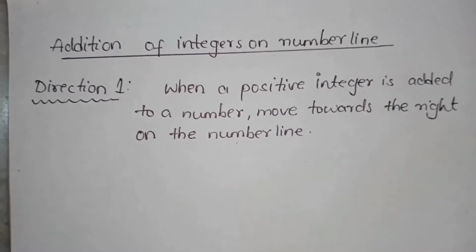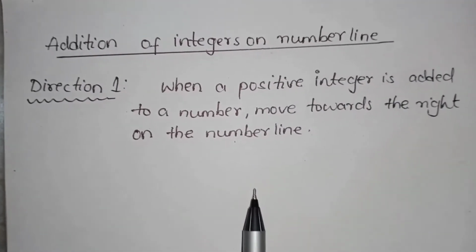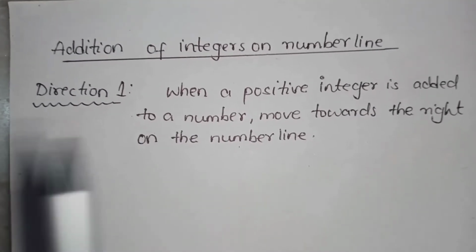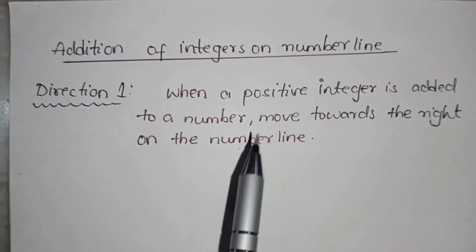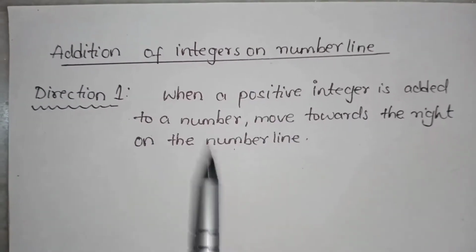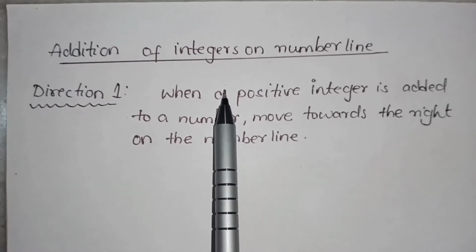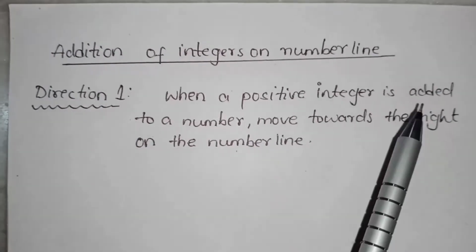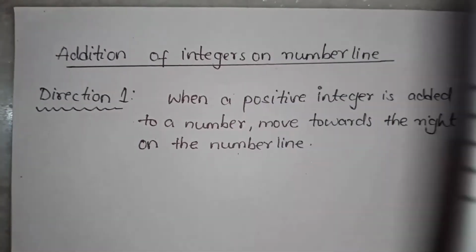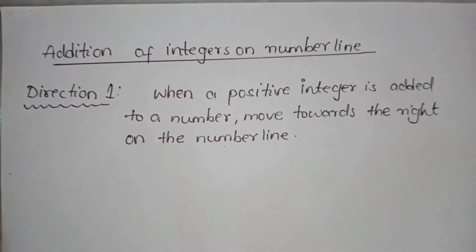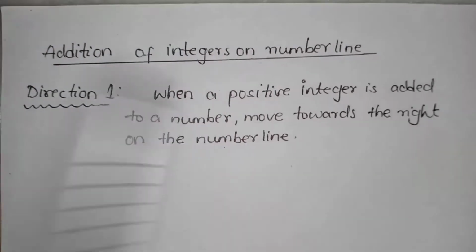If addition of integers is given on the number line, how do we do it? You already know how to do addition, subtraction, multiplication, even division on the number line. But today we are going to learn about the addition of integers. So direction number 1: where to go? Whether to go to the right hand side or to the left hand side. First we have to learn what is given here.